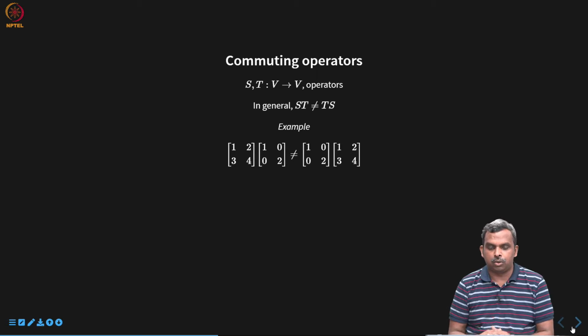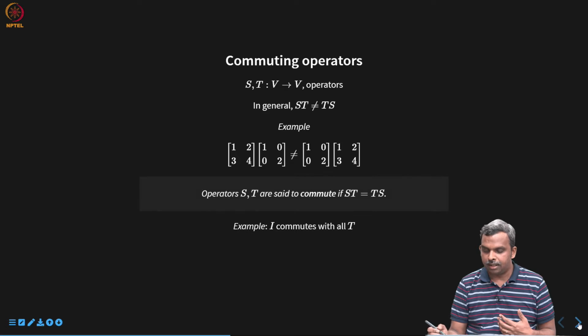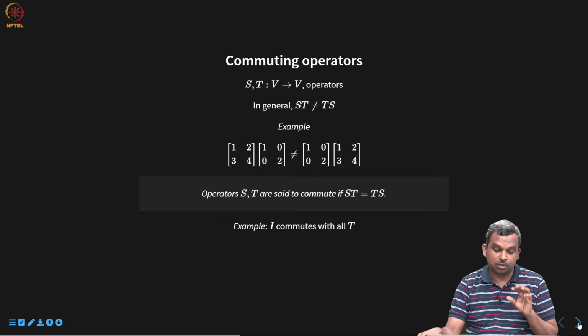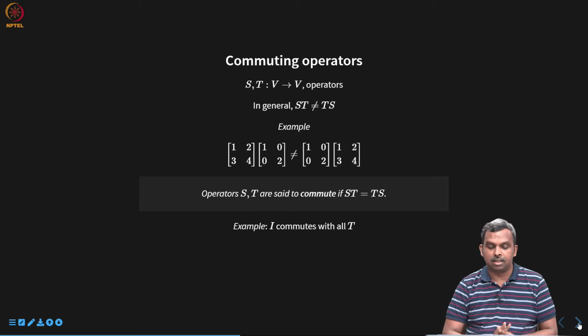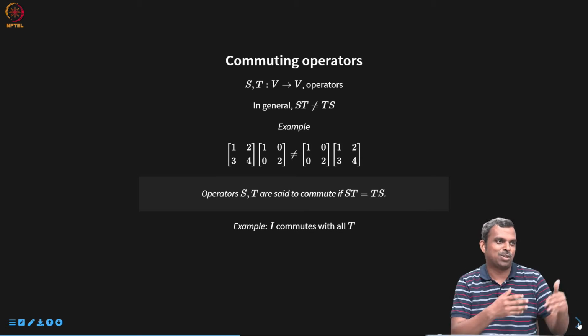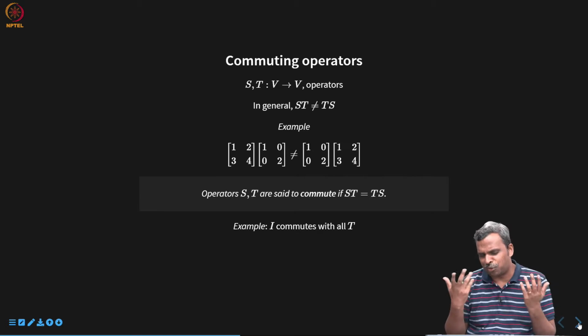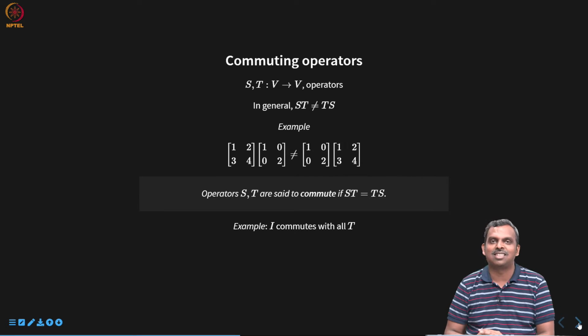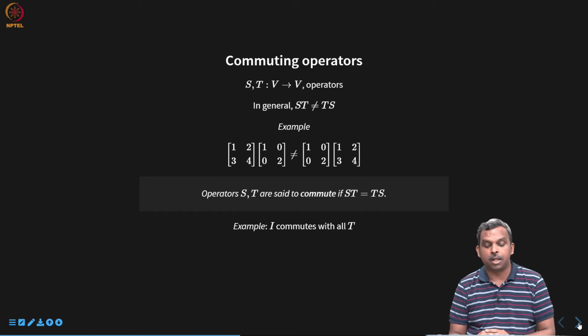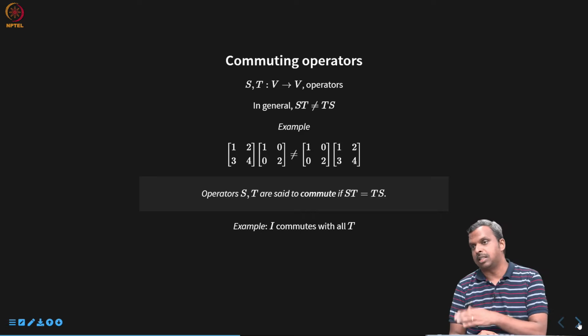And so what happens when two operators actually commute? You expect something special to happen, and that's always something interesting. The word commute is used in this fashion here. Normally when you think of commuting in normal usage, it's going from one place to the other and coming back. That's the notion we use for defining commuting operators. So two operators S and T commute if ST equals TS.